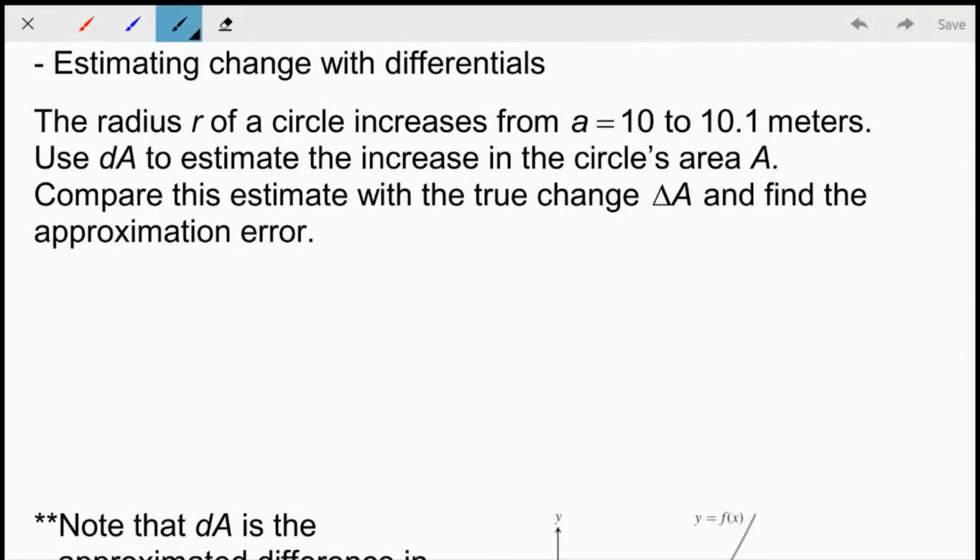Okay, so I know my area of a circle is pi r squared. So if I took the derivative of that, dA/dr would be 2 pi r.